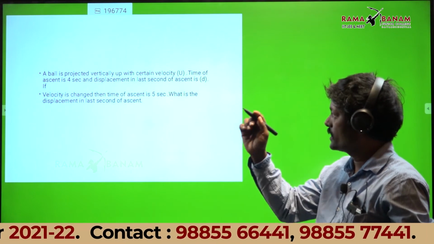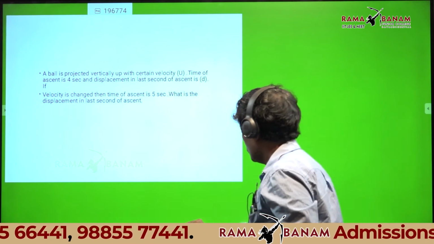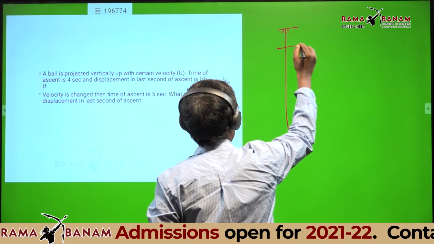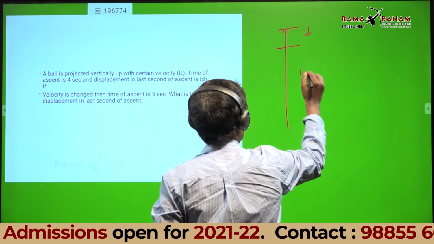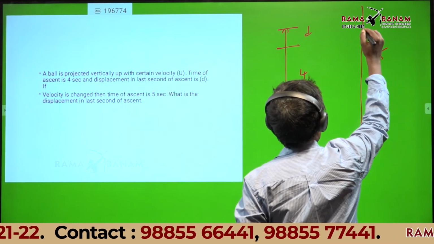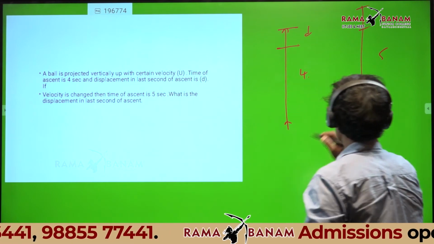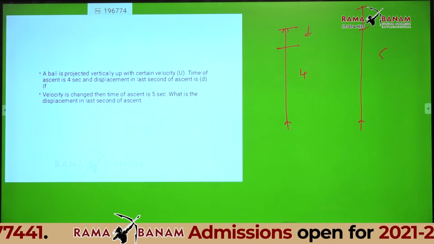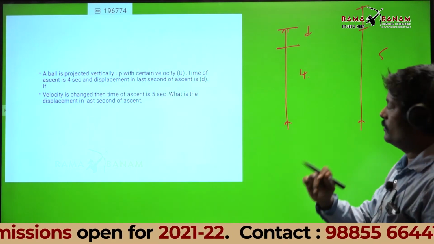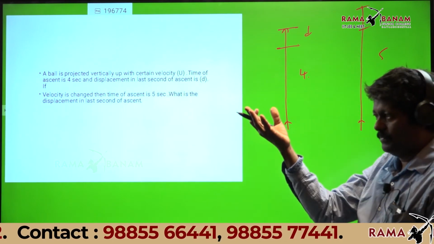When the time of ascent is 4, in the last second, it covered d. If the time of ascent is 5, in the last second, how much will it cover? Velocity will change. Now listen. Can anyone tell me, in the last second d, when I throw with some velocity?